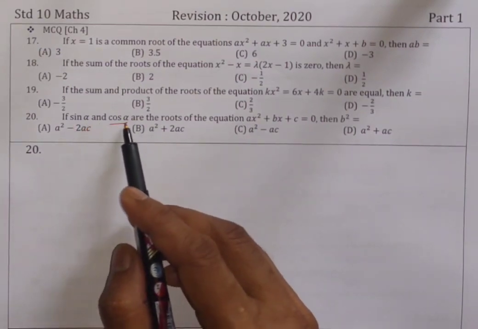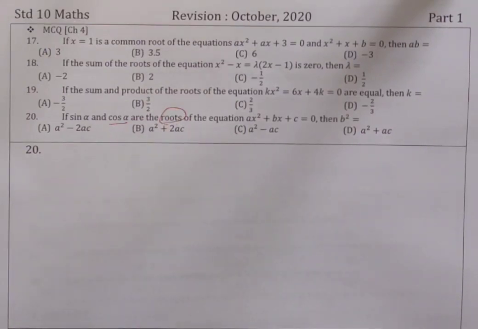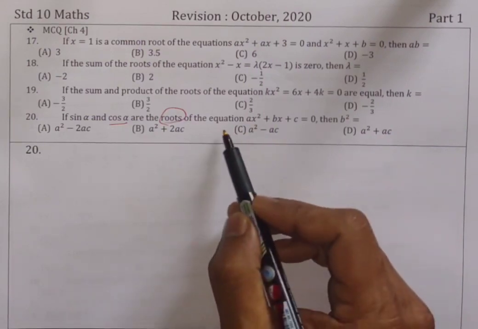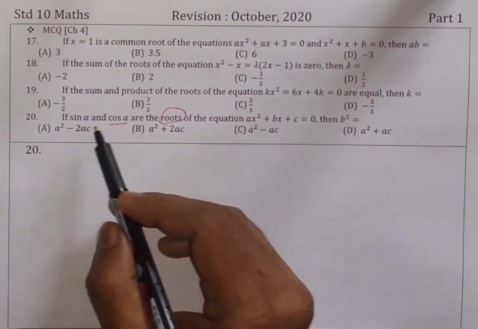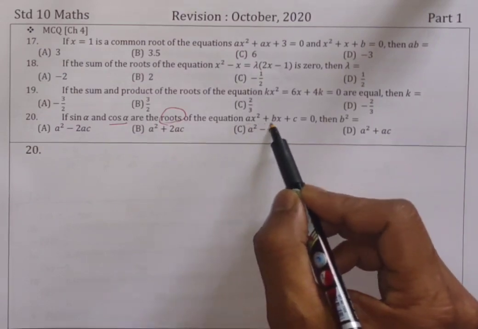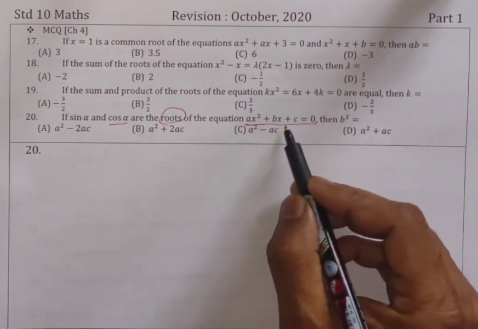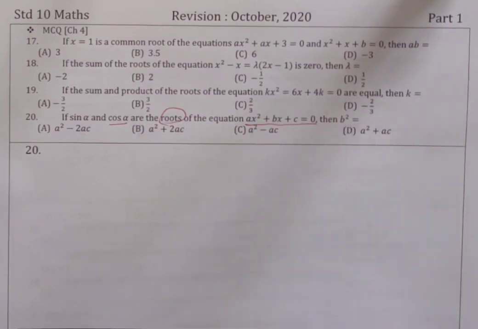If sine alpha and cos alpha are roots, trigonometry is mixed with quadratic equation. Don't worry, stick to the basics and proceed further without losing cool. Sine alpha and cos alpha are roots of the equation ax square plus bx plus c equal to 0. Children, this is standard form. Then b square equal to dash. We'll find out. Let's see.